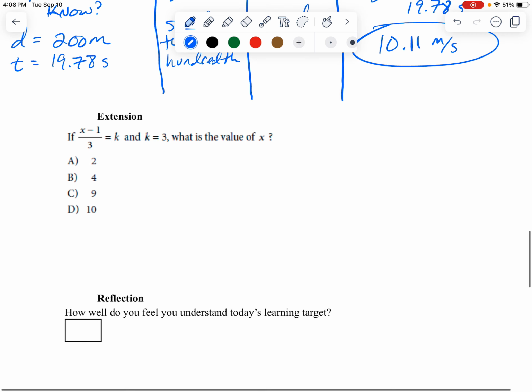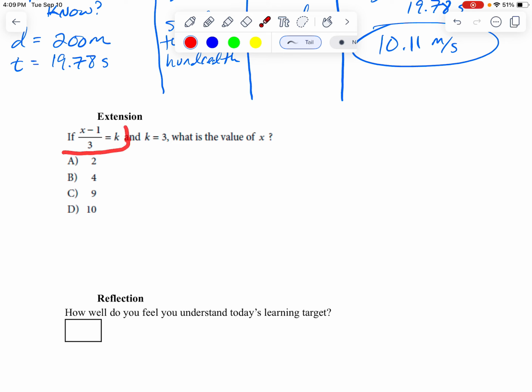This is kind of a challenge problem. If you want to try it, I would pause and give it a try. Otherwise, I'm going to go through it really quickly because this video is already getting a little bit long, and then we'll wrap it up there. So we're given this equation, we're given the value of k, and we're trying to find x. Whenever it tells us what one of the variables is, substitute it in immediately.